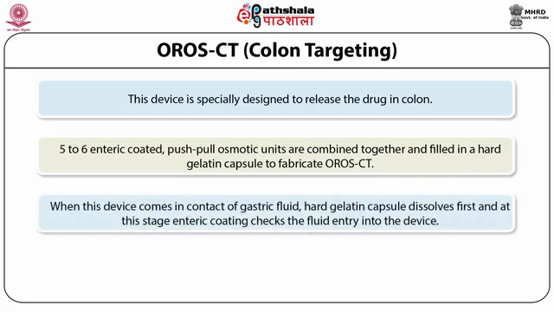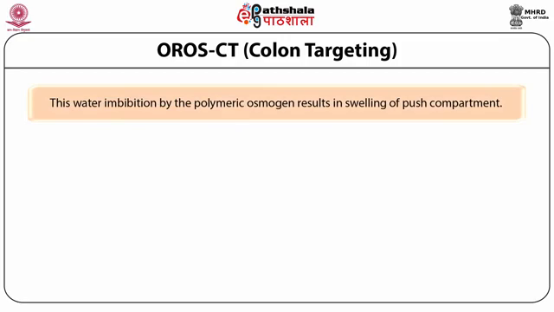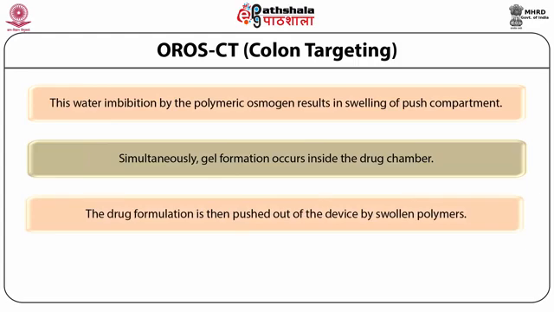When this device comes in contact with gastric fluid, the hard gelatin capsule dissolves first, and at this stage the enteric coating checks the fluid entry into the device. So the dissolution of the top layer of the capsule starts in the stomach region. However, it also has a further coating. That coating is an enteric coating that protects the inner core at this stage, and only starts dissolving in the colon. The enteric coating gets dissolved in the intestine, in alkaline pH, and due to the concentration gradient generated across the semipermeable membrane, water enters the system. This water imbibition by the polymeric osmogen results in swelling of the push compartment, and simultaneously gel formation occurs inside the drug chamber. The drug formulation is then pushed out of the device by the swollen polymer.